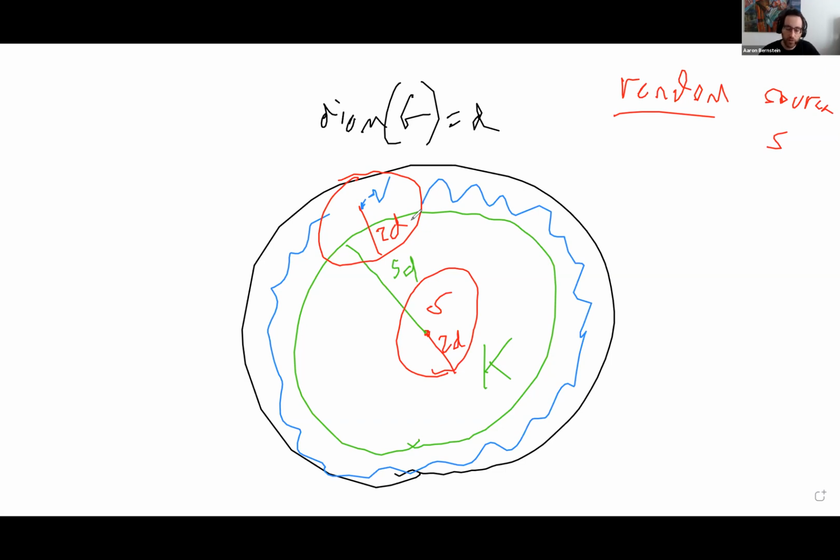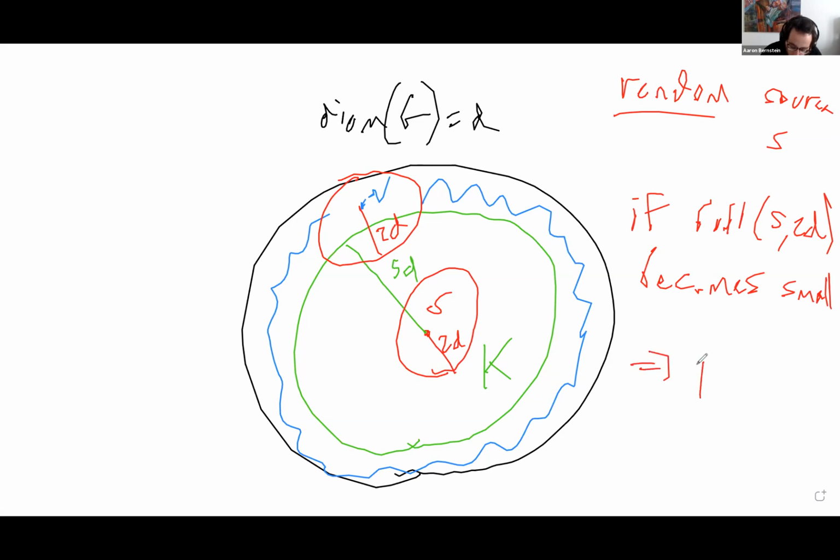So basically, this algorithm, we can only persist with this source as long as this ball around S is big. And if the ball ever becomes small, we're going to pick a new source because this is no longer a good source. So we're going to restart with a new source.